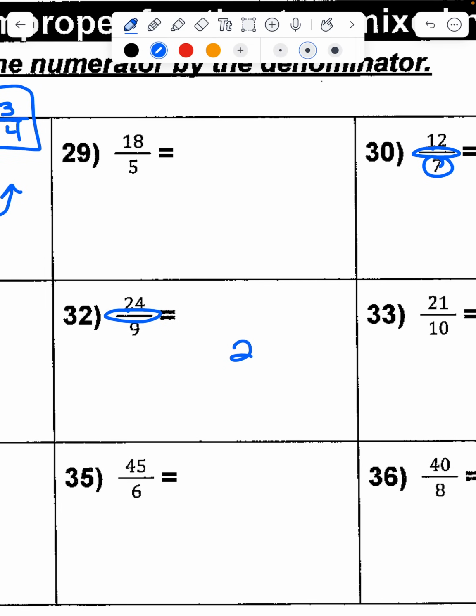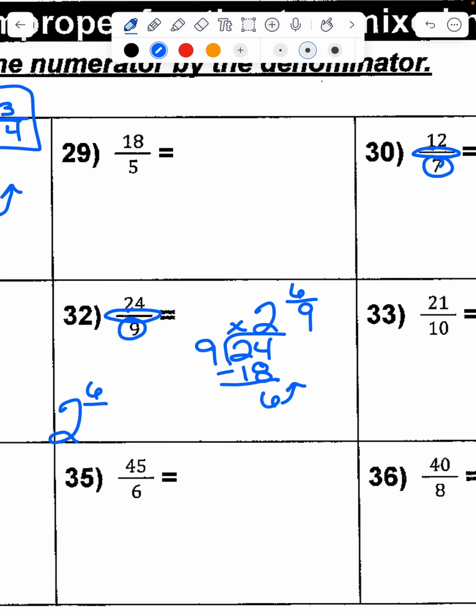32, 24/9. We're going to do 24 divided by 9 to turn it into a mixed number. 9 does not go into 2. It goes into 24 twice. And 2 times 9 is 18. When we subtract 24, take away 18, we're going to get 6. We bring that 6 up and we put it over the denominator. Can that fraction be simplified? 2 6/9? What can go into both 6 and 9 evenly?